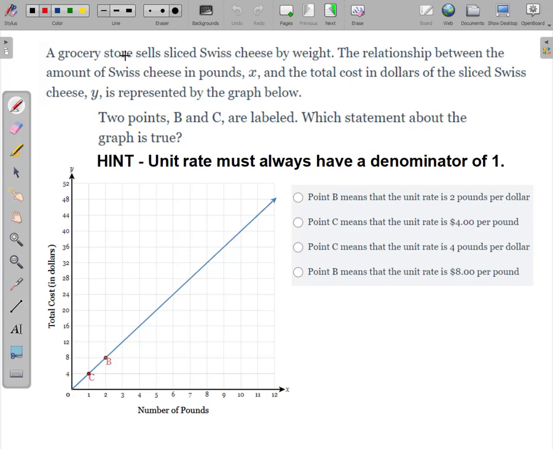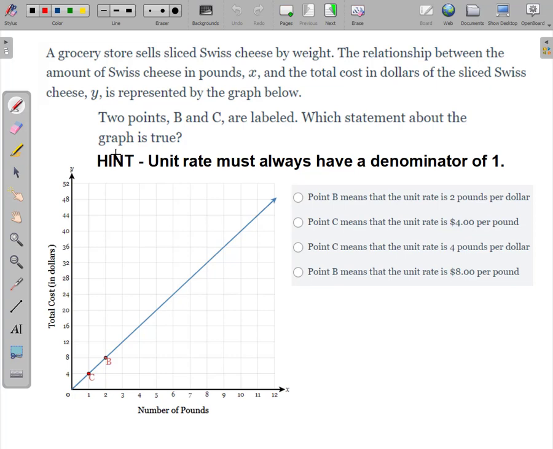A grocery store sells sliced Swiss cheese by weight. The relationship between the amount of Swiss cheese in pounds, X, and the total cost in dollars of sliced Swiss cheese, Y, is represented by the graph below. 2 points, B and C, are labeled. Which statement about the graph is true?